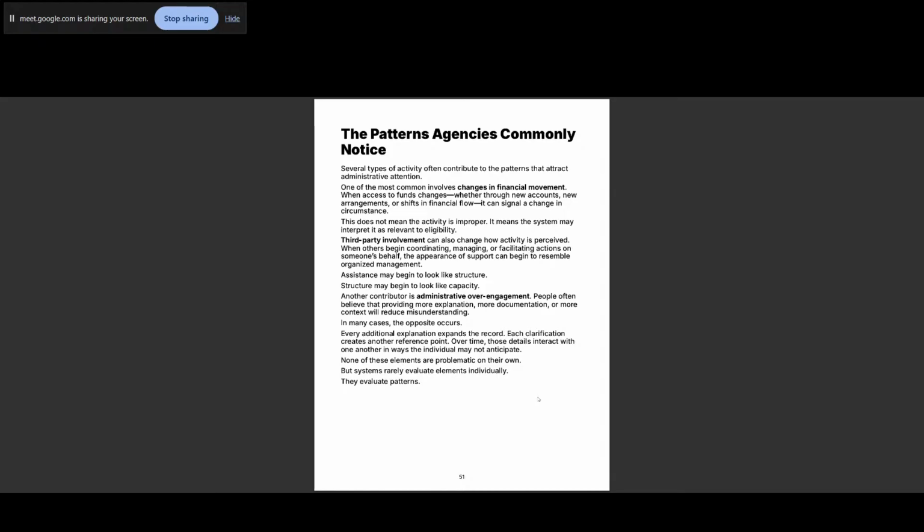Another contributor is administrative over-engagement. People often believe that providing more explanation, more documentation, or more context will reduce misunderstanding. In many cases, the opposite occurs. Every additional explanation expands the record. Each clarification creates another reference point. Over time, these details interact with one another in ways the individual may not anticipate. None of these elements are problematic on their own, but systems rarely evaluate elements individually. They evaluate patterns.